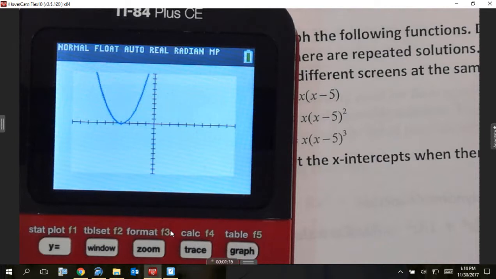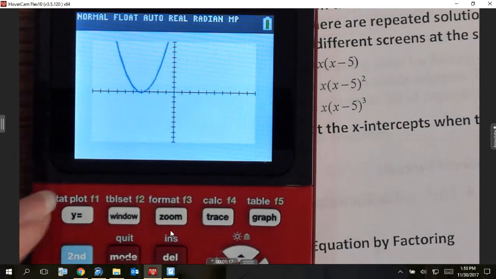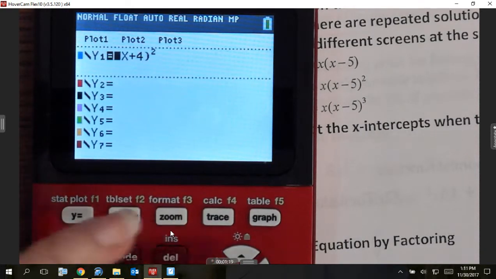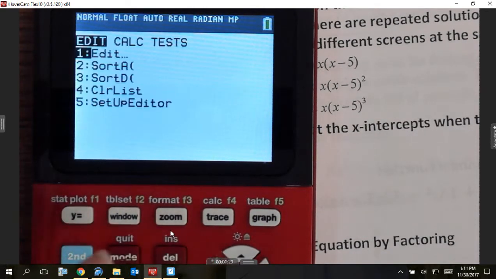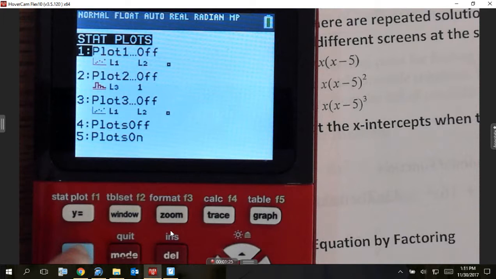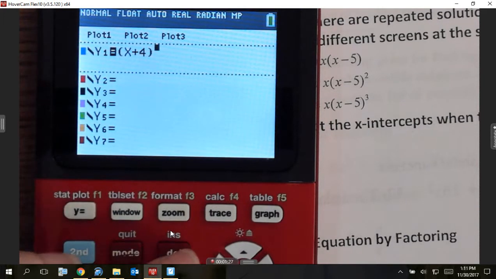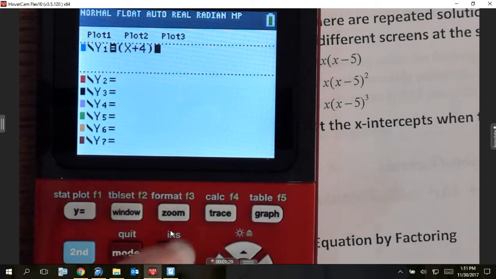Okay, so I should have done this, and I didn't even think about doing this. Let's go back, and let's take out the squared part. Let's just make it x + 4. Oops. So if you hit delete on top of that squared, it'll get rid of just the square. You don't have to retype it. You hit the DEL button, the delete button.